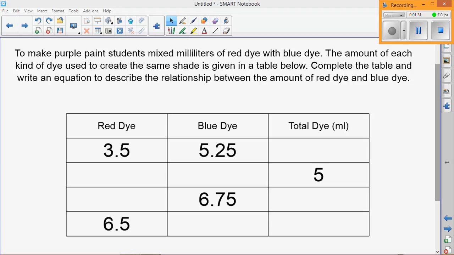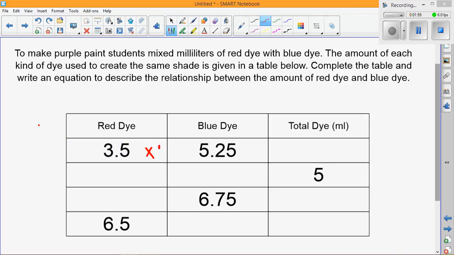So if we take 5.25 and we divide it by 3.5, we'll find that our constant should be 1.5. So if we take 5.25 divided by 3.5, we should get 1.5. That means we take 3.5 and multiply by 1.5, and that gives us 5.25. So our constant is 1.5.